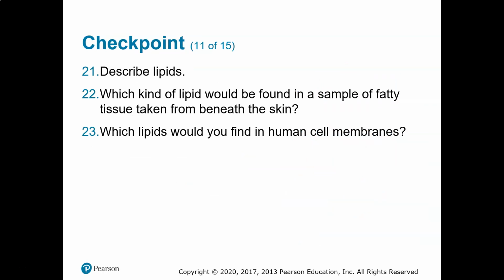Describe lipids. They're made of carbon, hydrogen, and oxygen, but they have a lower oxygen content than carbohydrates. The type of lipid that would be found in a sample of fatty tissue would be a triglyceride, body fat or triglycerides. Which lipids would you find in human cell membranes? And those are the phospholipids.